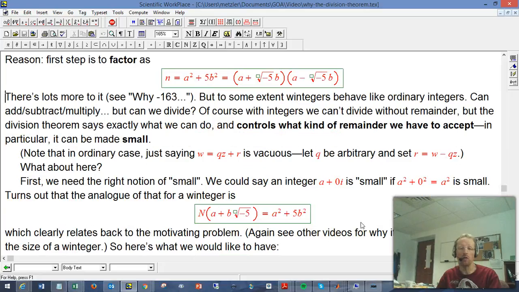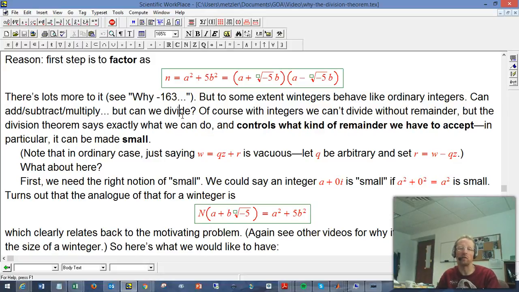So to some extent, wintegers behave like ordinary integers. You can take 2 plus root minus 5 times 3 and add it to 7 plus root minus 5 times 12, and get something of the same form. You can add 2 wintegers and get a winteger. You can subtract a winteger from a winteger and get a winteger. And the usual rules apply. You can multiply 2 of them and get something of the same form. It's not as obvious, but if you work it out and have even a little bit of familiarity with complex numbers, it totally works. But can we divide them?